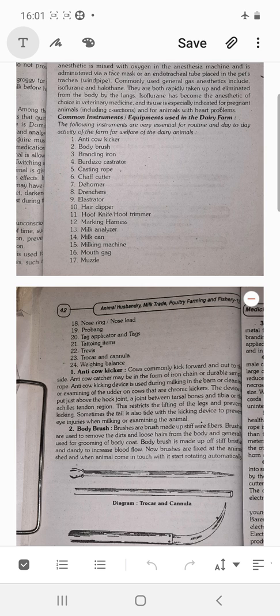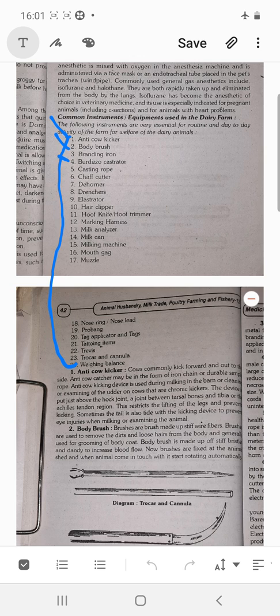The following instruments are very essential for the routine and day-to-day activity of the farm and for the welfare of the dairy animal. One is anti-cow kicker, body brush, branding iron. Okay, there are a lot of equipment. In this book we are studying 1 to 24. Firstly we discuss anti-cow kicker.